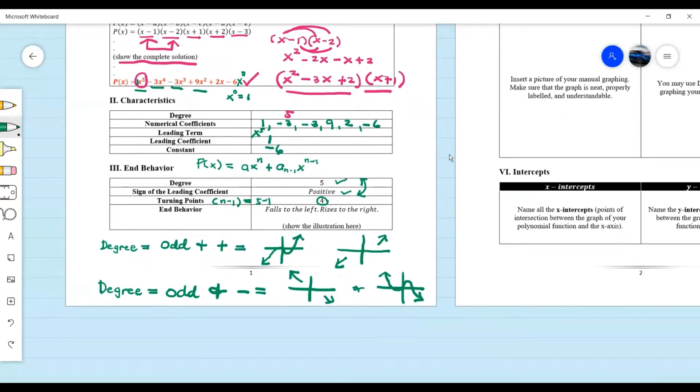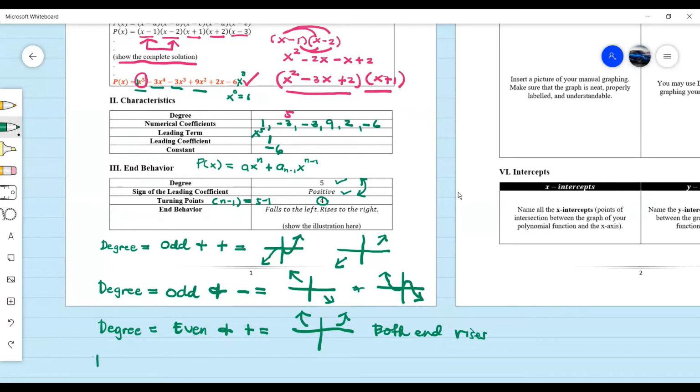Sir, what if the degree is even? Take note of this one. What if the degree is even and positive? If the degree is even and positive, it will look like this. Both rise, or both left and right ends rise. Or rises to left, rises to right.